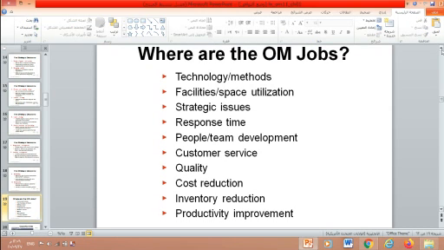On the next slide, there is a question: where are the operation management jobs? The operation management jobs can be found in technology, facilities, people, customer service, quality, cost reduction, productivity, inventory reduction. So we can find the operation management jobs in many sectors of the organization.